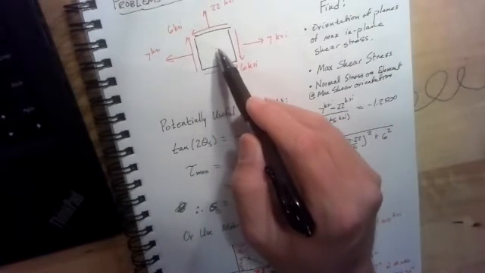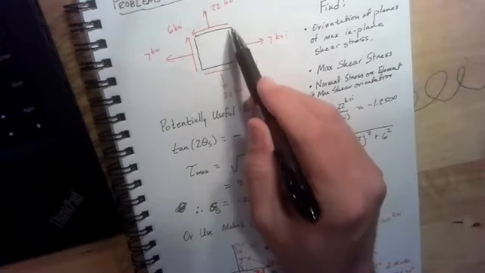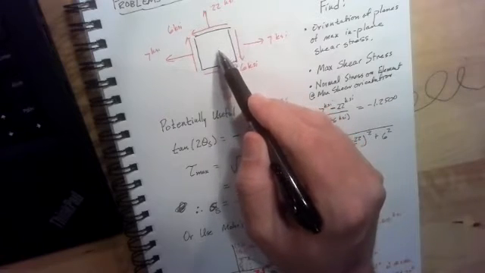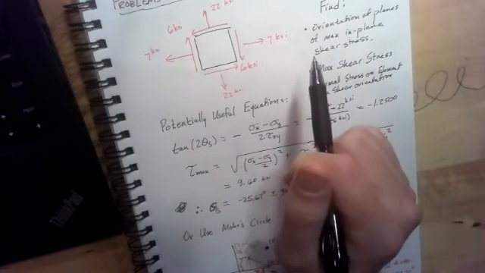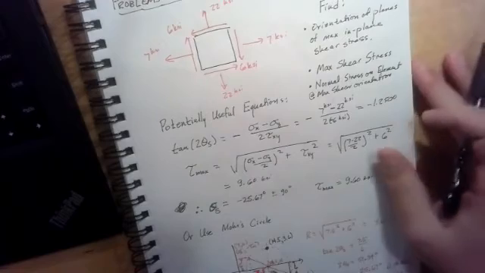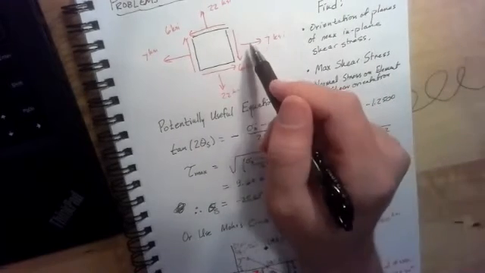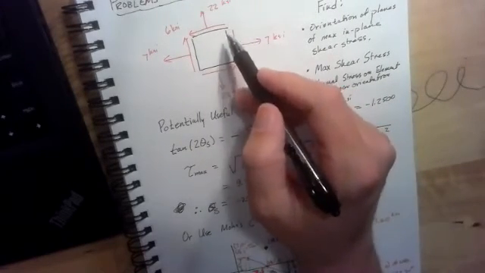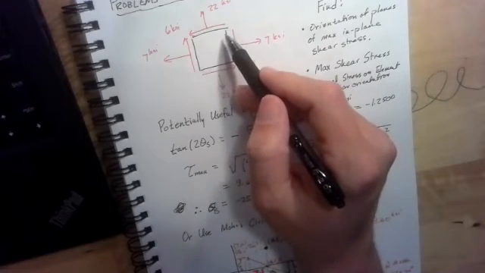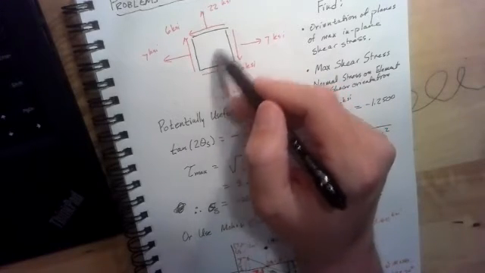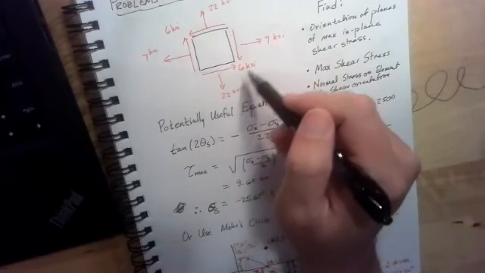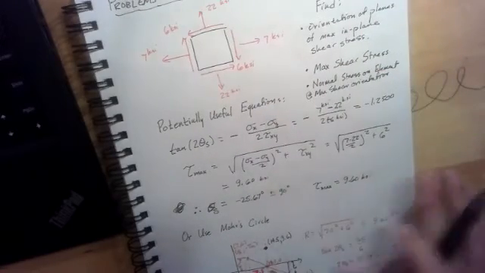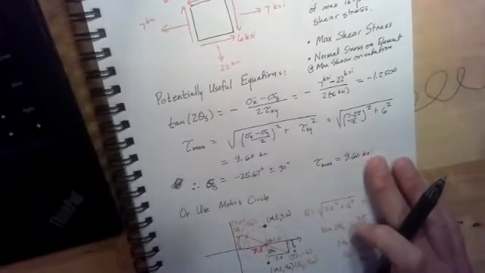One plane looks like this, the other plane looks like that on the rotated element. So you would rotate the element by the angle theta p, and then the shear plane would be at 45 degrees more than what you would rotate this element to get it into its principal orientation.